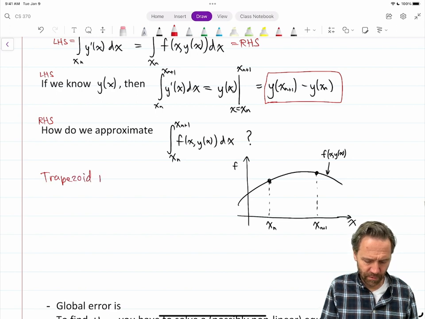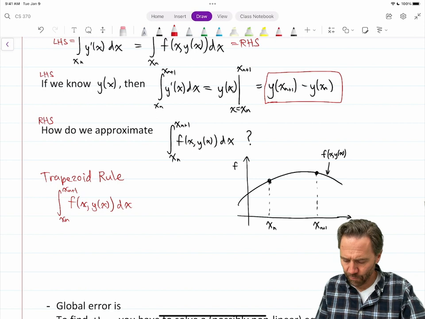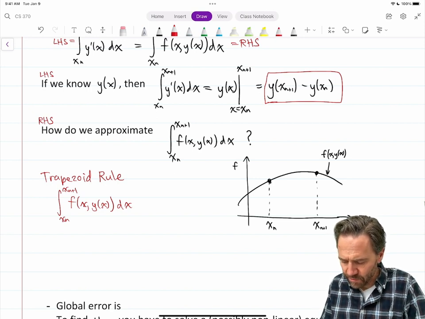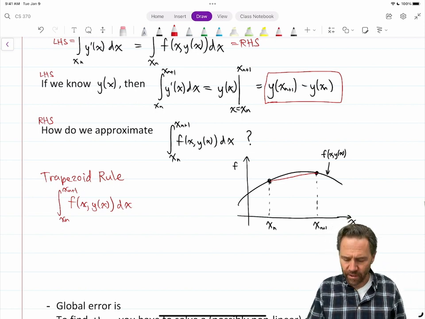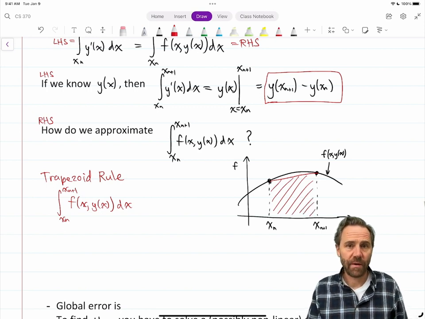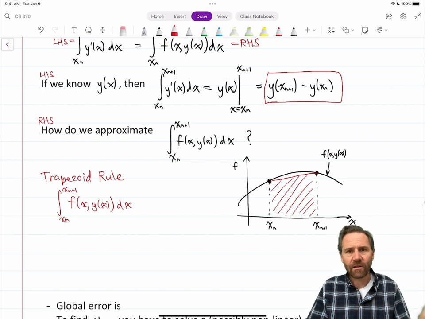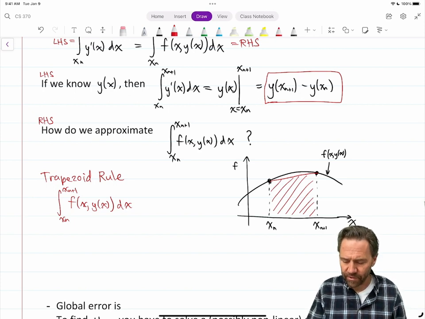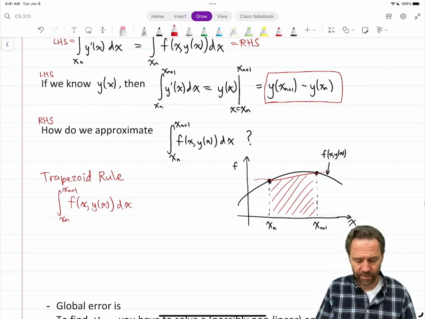Trapezoid rule. So when computing the integral from x_n to x_(n+1) of f of x, y of x, dx, we look at this drawing over here on the right. What we do is draw a straight line between these two points. Now this shape inside here is a trapezoid, and we're going to compute the area of that trapezoid. That's really easy. It's like computing the area of a rectangle, except you take the average of these two heights. And that gives you the area of that trapezoid.